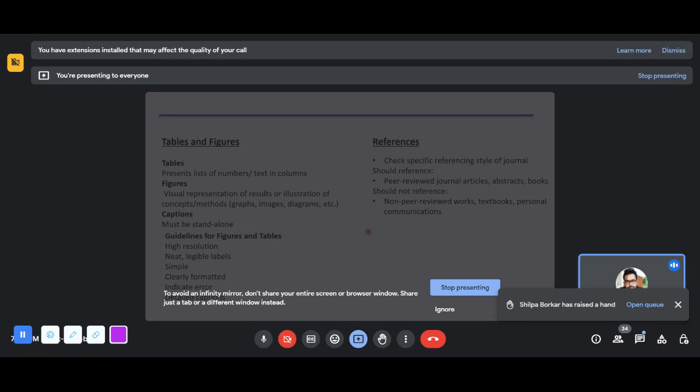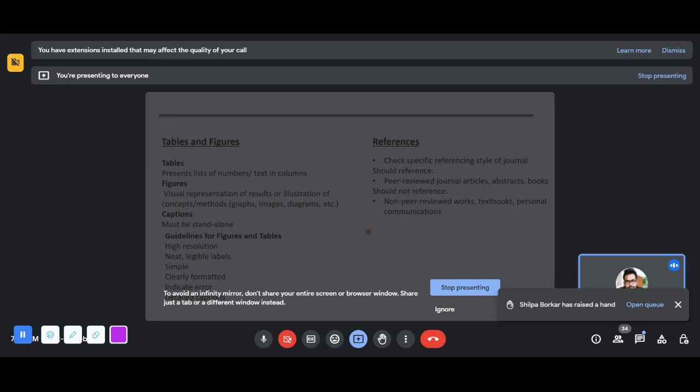Now, this is all about writing a paper. You have to be very careful while writing all of these things, particularly because, as I was saying, there are particular formats for every prescribed journal.